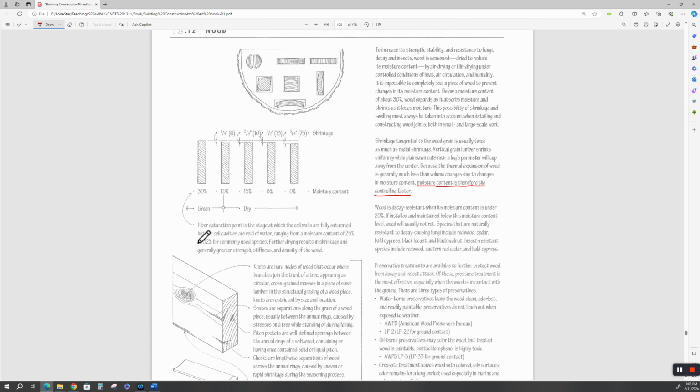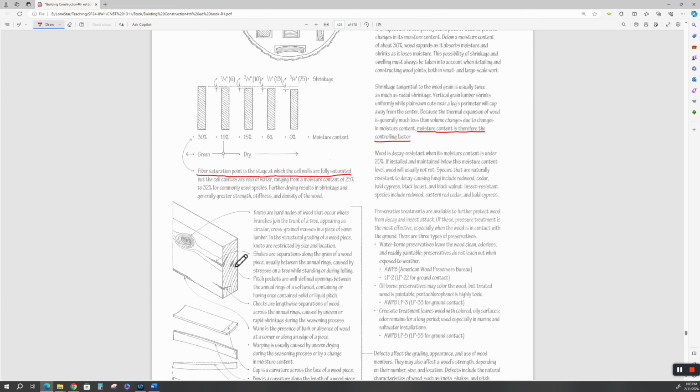We're talking about the wood fiber saturation point. Okay, it's really what we're talking about. The cell walls are fully saturated, but the cell cavities are void of water, ranging from a moisture content of 25 to 32% for the commonly used species. Further drying results in shrinkage and generally greater strength, stiffness, and density of the wood. So, the drier you can get it, the more dense it is, and the stronger it is.